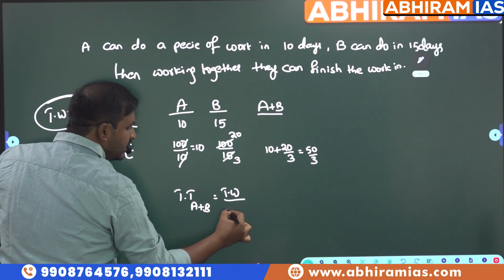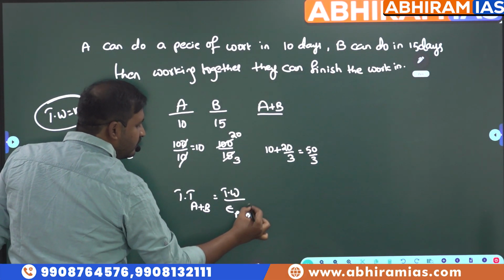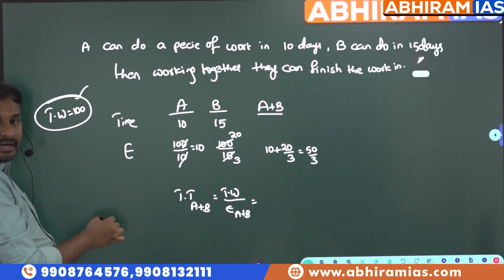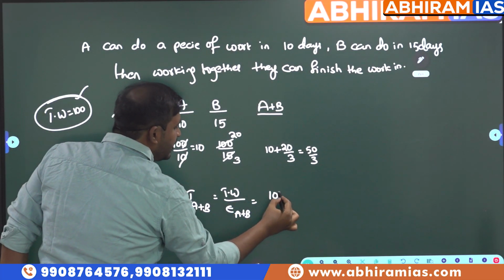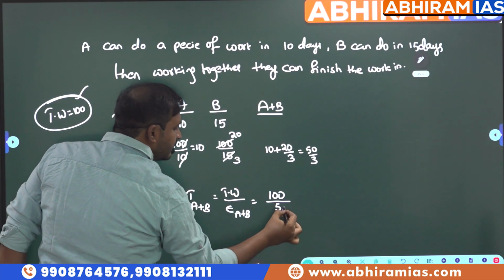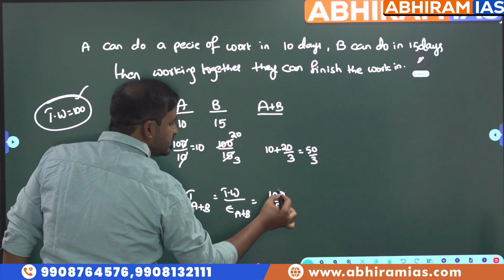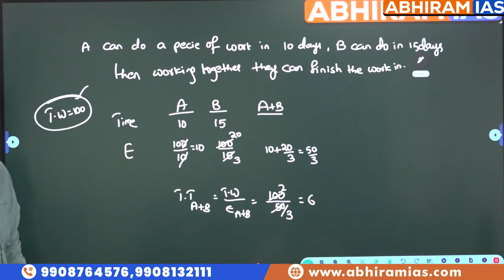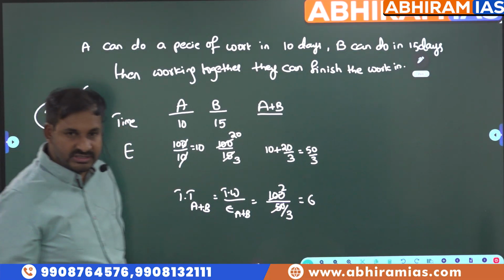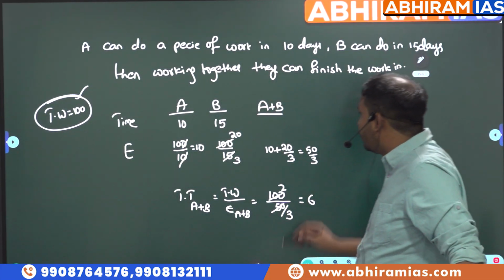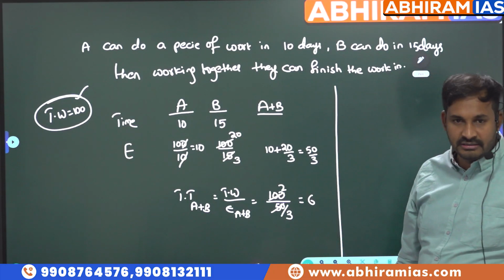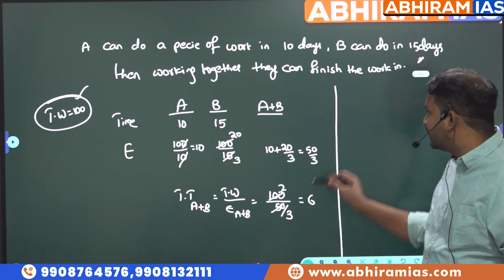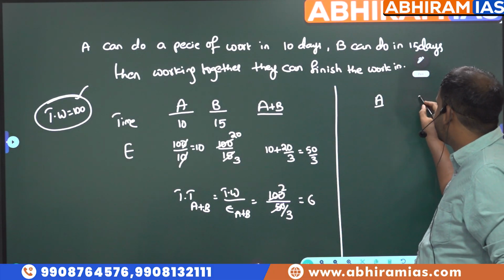Now time taken by A plus B is equal to total work by efficiency of A and B. What is total work for me? 100. And what is the combined efficiency of A and B? 50 by 3. Now this 3 will come to the numerator and the work will be done in 6 days. Now this is a standard process. What is the total work I have assumed in this case? 100.